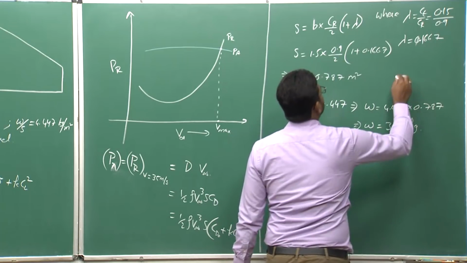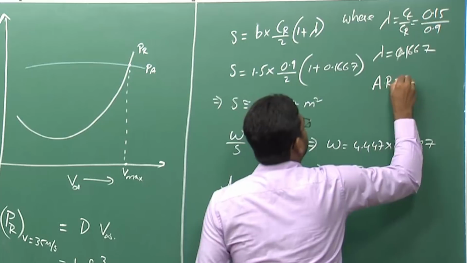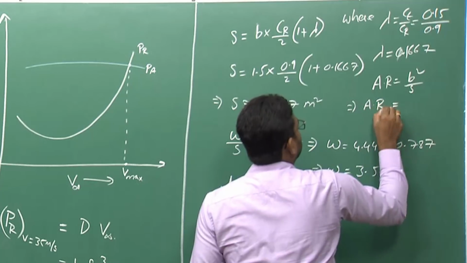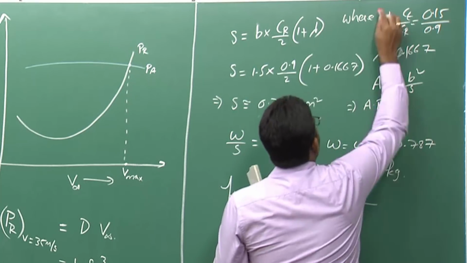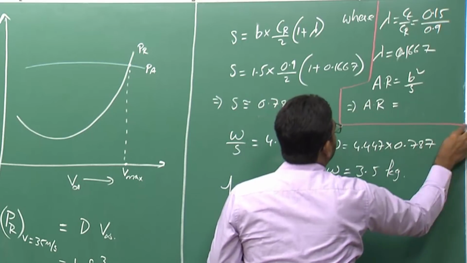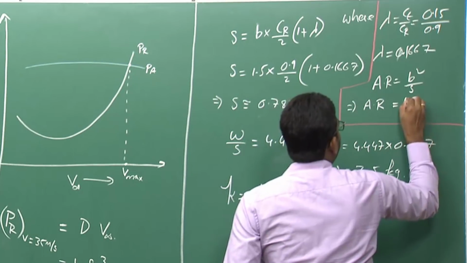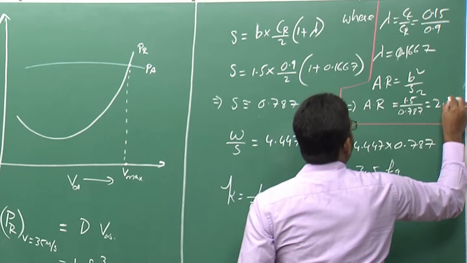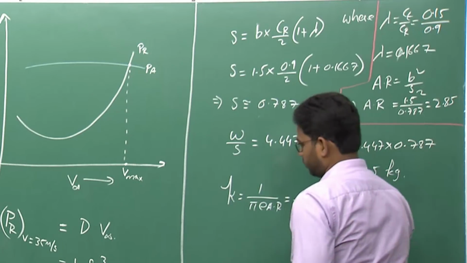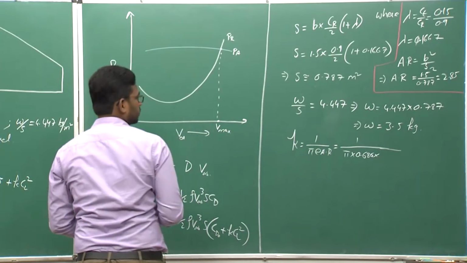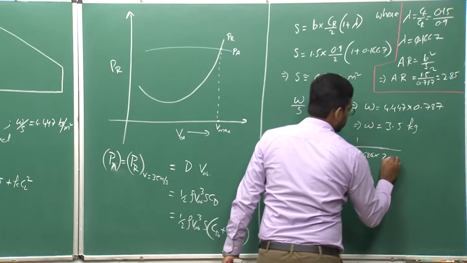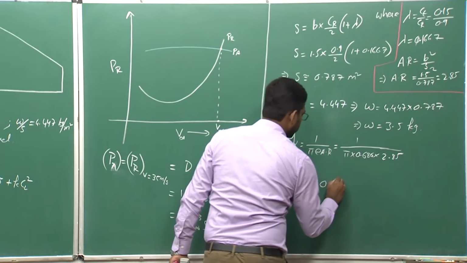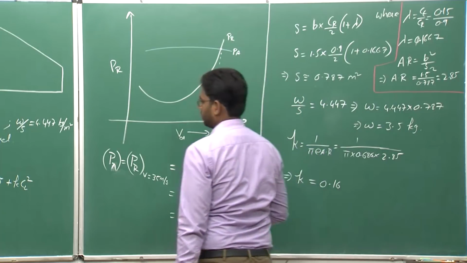And what is the aspect ratio? Aspect ratio is equal to B square by S, right. That implies 1.5 meter squared by 0.787, which is equal to 2.85. So, substitute that aspect ratio here, 2.85. K is approximately 0.16, right.